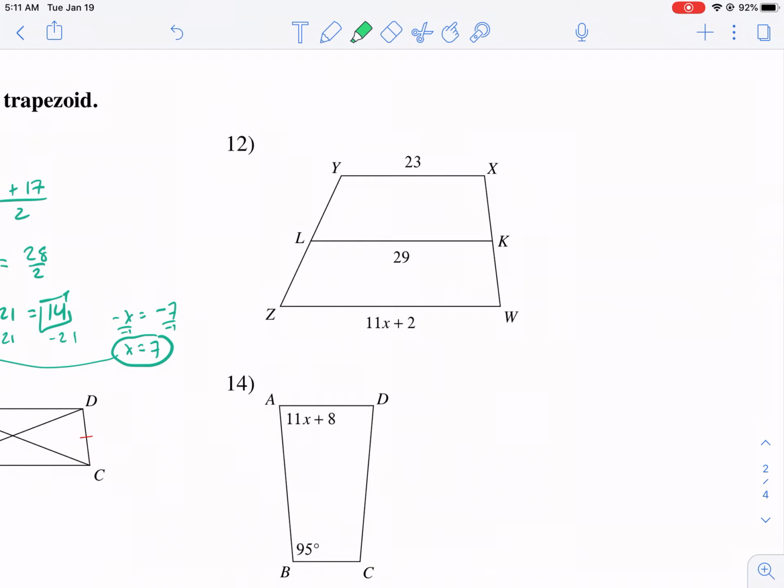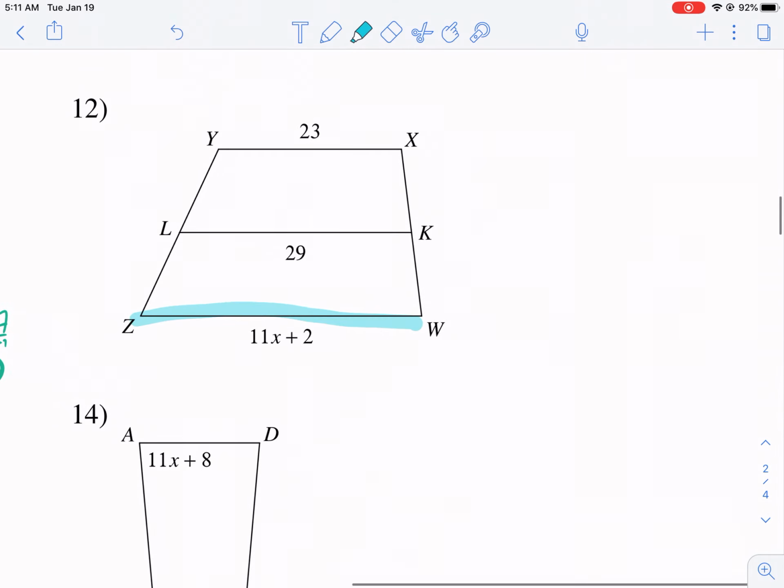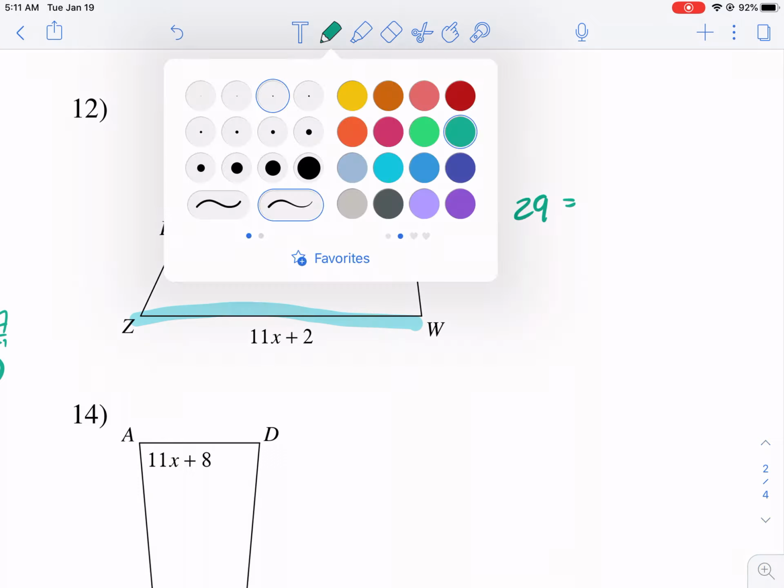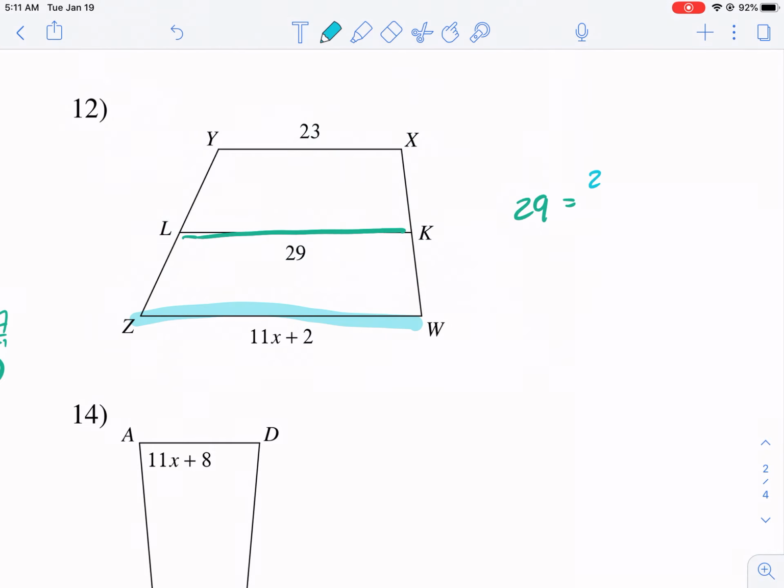Okay. Here we go. This one's a little difficult. We have to solve for the base. So we have our mid-segment. 29 is going to be equal to base 1, 23, plus base 2, divided by 2. So our base 2 this time is 11x plus 2.